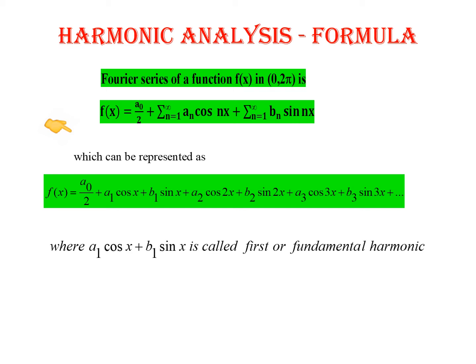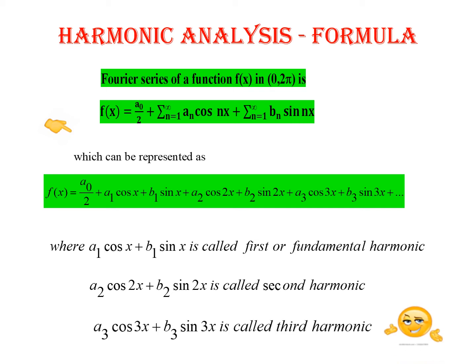And after writing like this, the first term, a1 cos x plus b1 sin x, you have to club together. That is called the first harmonic or fundamental harmonic. And similarly, the second term, a2 cos 2x plus b2 sin 2x, is called the second harmonic. And the third term, a3 cos 3x plus b3 sin 3x, will be called the third harmonic. Because in problems, many times they will mention find the harmonic till the second term, or find three harmonics. So whichever harmonic they are asking, you have to find till that harmonic.